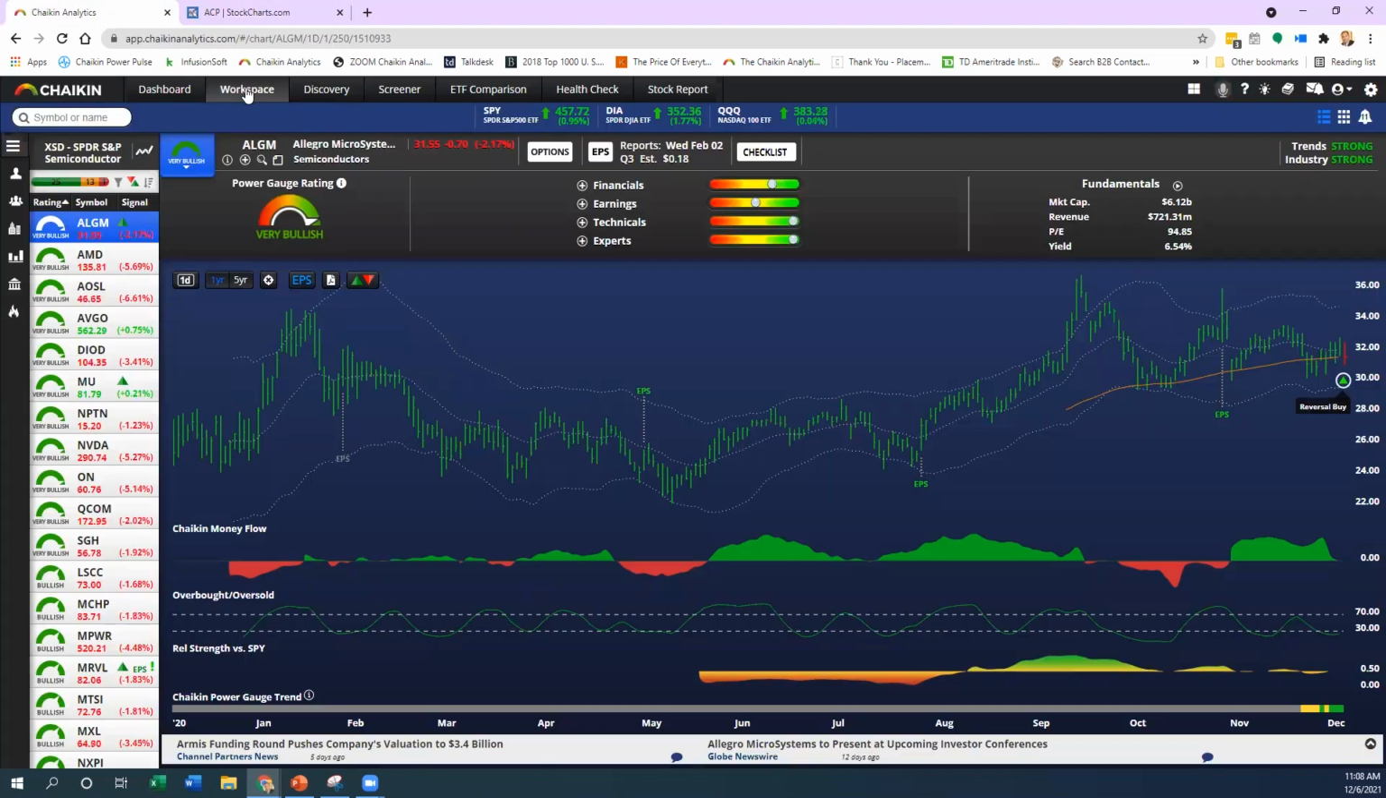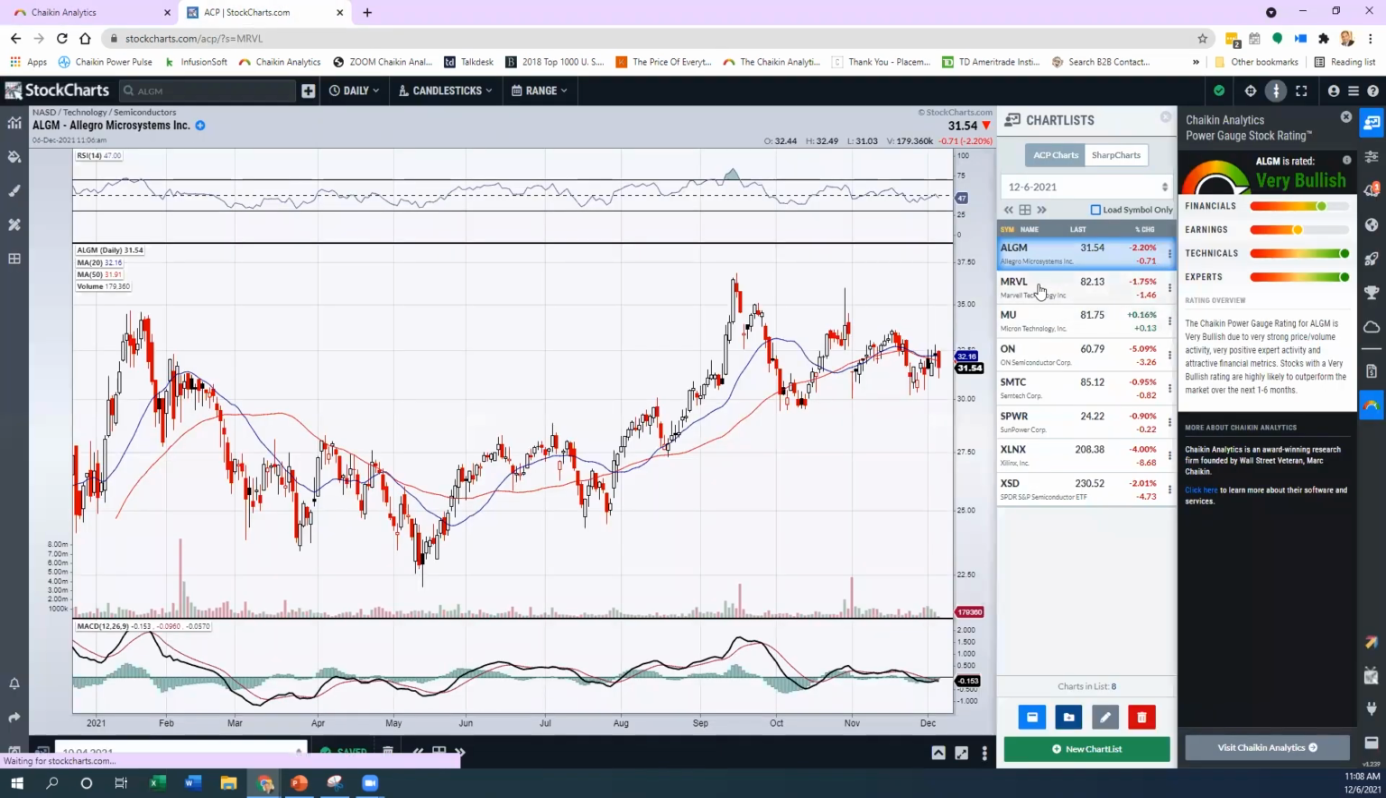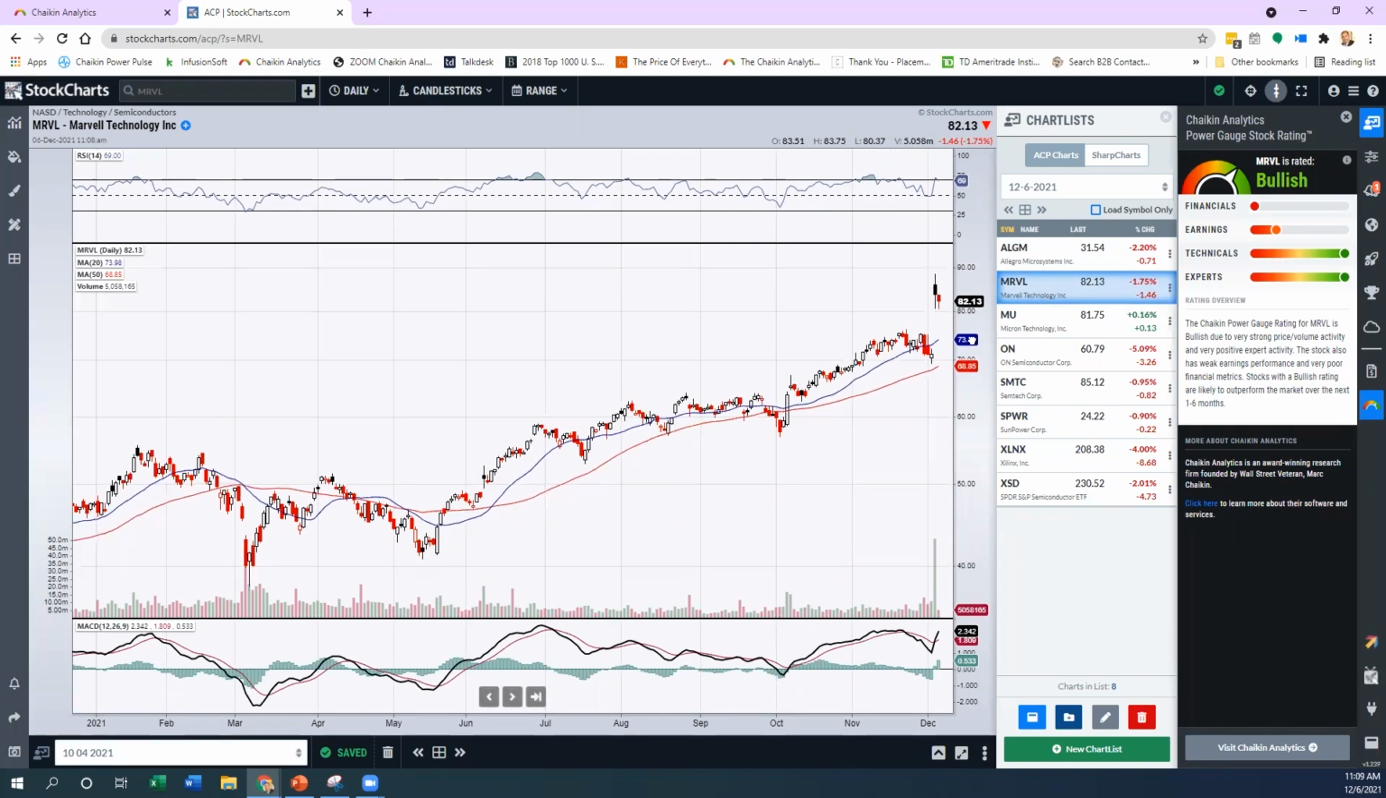Let's look at the next one in our alert list. Alphabetically, we'll just go down the list and take a look at the next one, which is Marvell. Now, Marvell had a monumental move last week, just a major gap up.